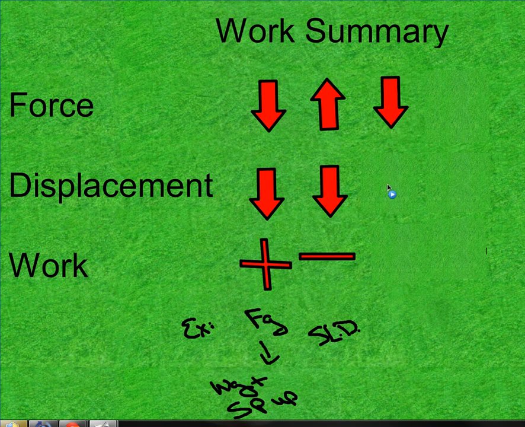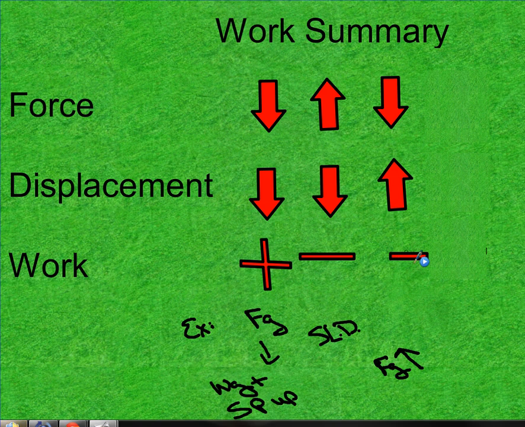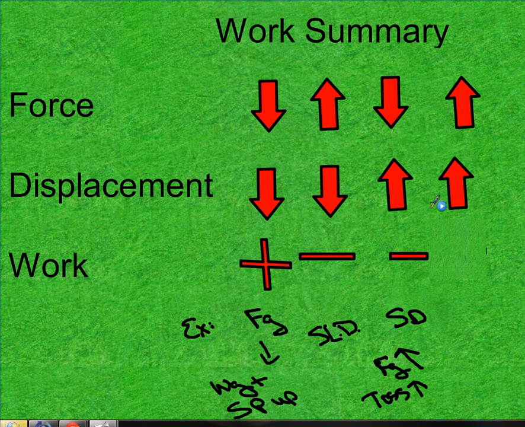Suppose my force is downward and my displacement is up. This is a good example of what happens when you have Fg, but you're moving up, so you're going up an incline. In that case, the work done by gravity is negative and gravity is slowing you down. So if I toss a ball up, my displacement is going to be positive, but the force of gravity is down. So gravity is doing negative work on the ball to slow it down. And finally, if my force is up and my displacement is up, so I'm lifting up and I'm moving up, the work done is positive.